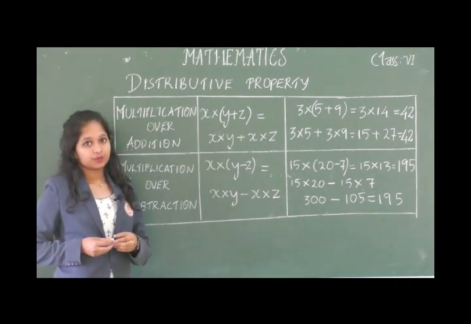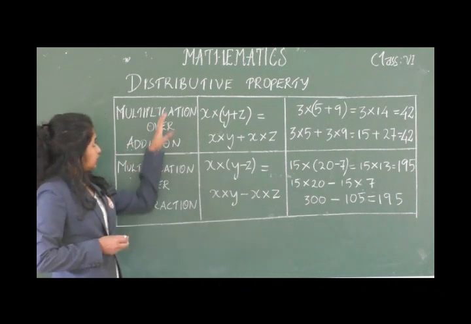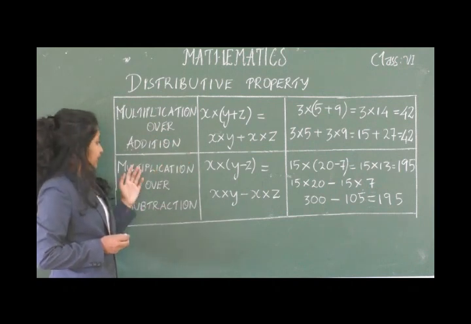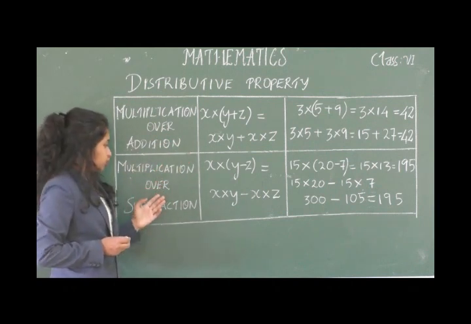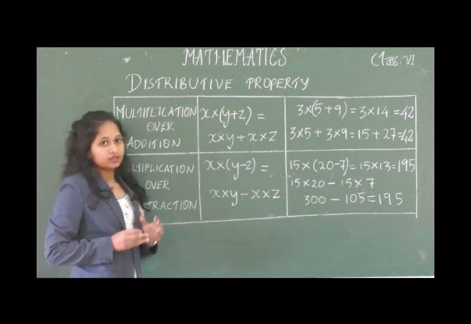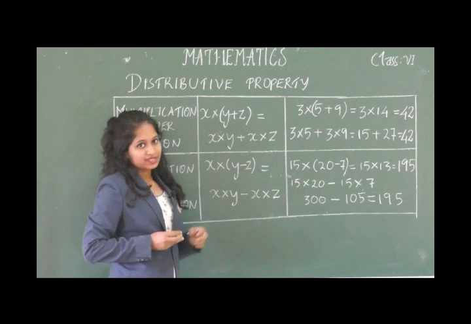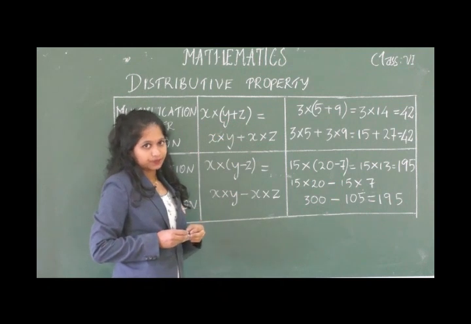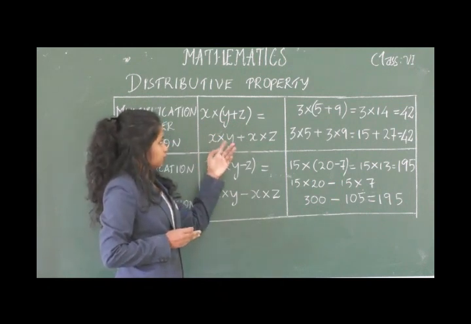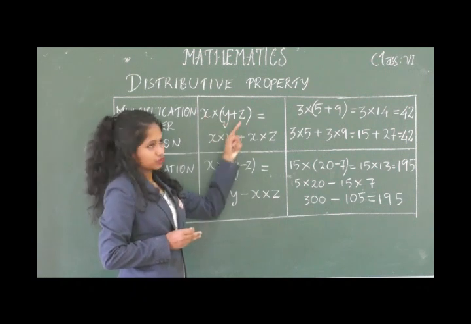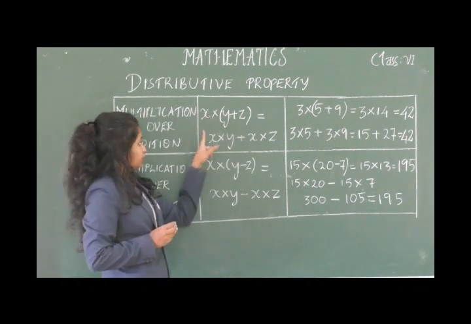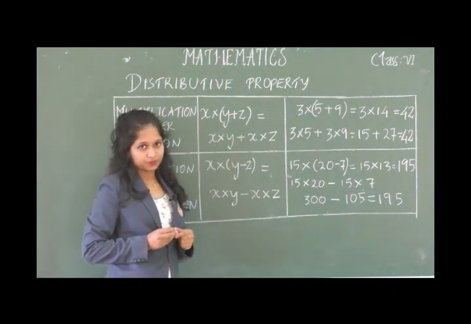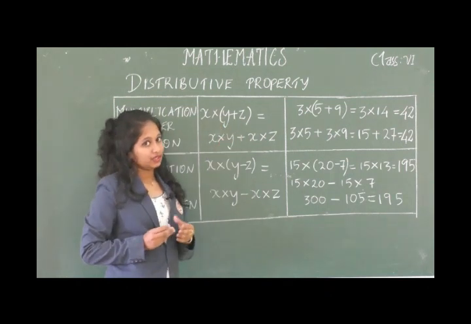It's about distributive property. Here we have distributive property of multiplication over addition and distributive property of multiplication over subtraction. Here we have three numbers x, y, z, all are whole numbers. X into y plus z is equal to x into y plus x into z. Got it? We are multiplying x inside. So we get x into y plus x into z. Both the answers would be equal.